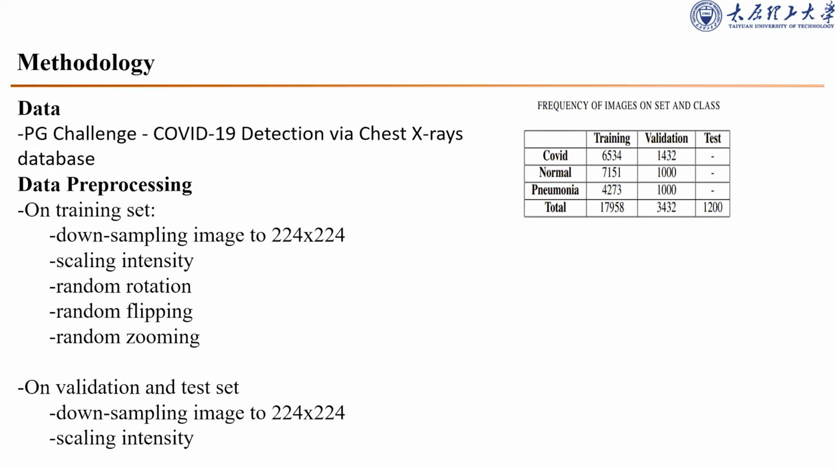data preprocessing. On the training set we applied 5 transformations. We downsample the image to 224 by 224, and we scale the intensity. We apply random rotation, random flipping, and random zooming. And on validation and test, we simply downsample the image to 224 by 224, and we scale the intensity.